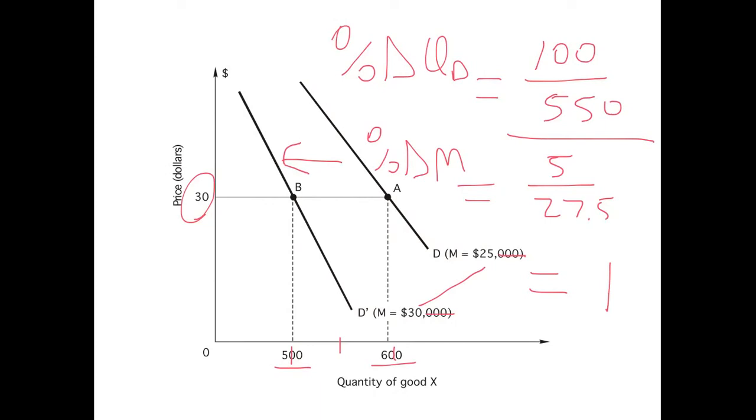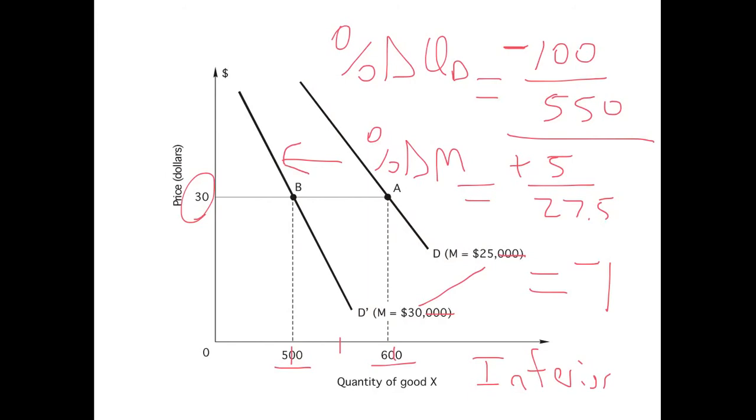Now, be careful. Remember that although our income increased, our consumption of good X, the change in quantity demanded, was a decrease. So we have to keep track. Remember what we said earlier, that sign matters, the direction matters. And so income elasticity is not 1, but actually it is negative 1. And this negative sign, again, indicates that the good in question is an inferior good.